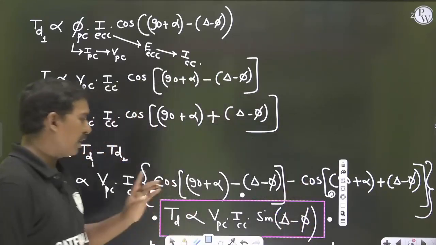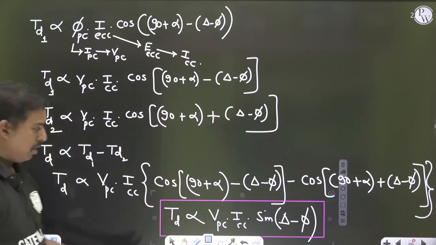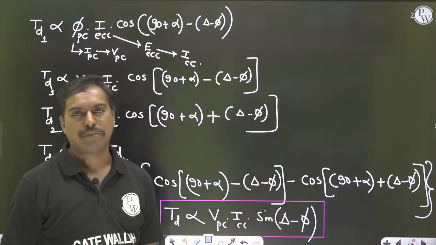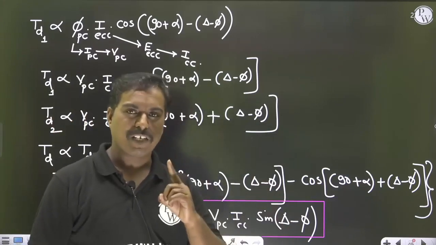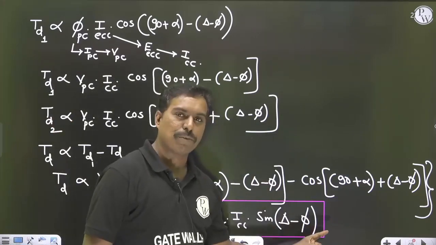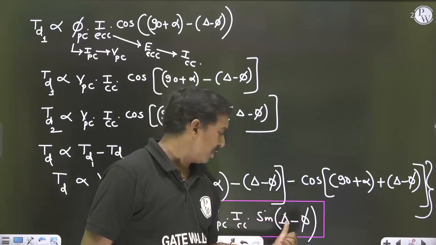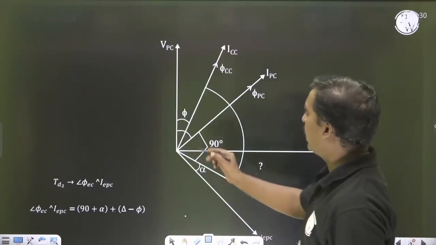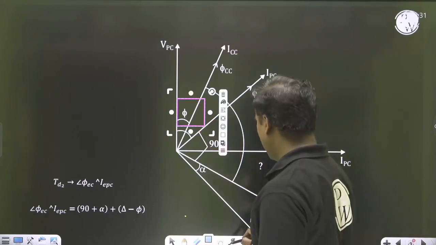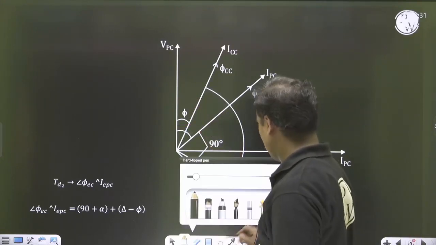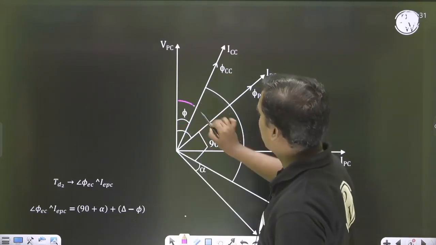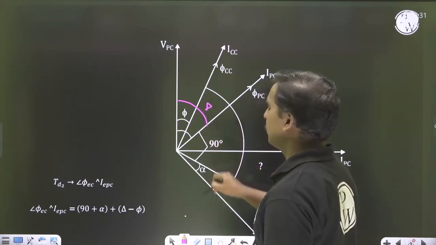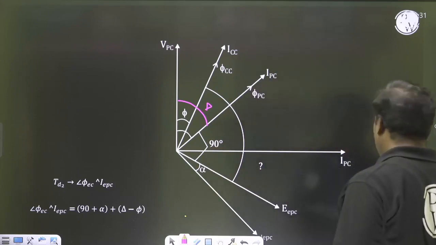So this is the deflection torque mechanism. The deflection torque is equal to VPC ICC sine of (delta minus phi). Obviously, this is the practical situation, but in the ideal situation, this delta must be equal to 90 degrees, yes or not? In the ideal situation, this is the delta, right? So this particular delta must be 90 degrees. Okay, so that's what I want to say.